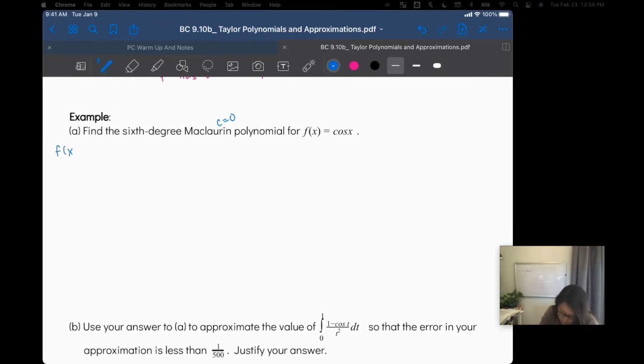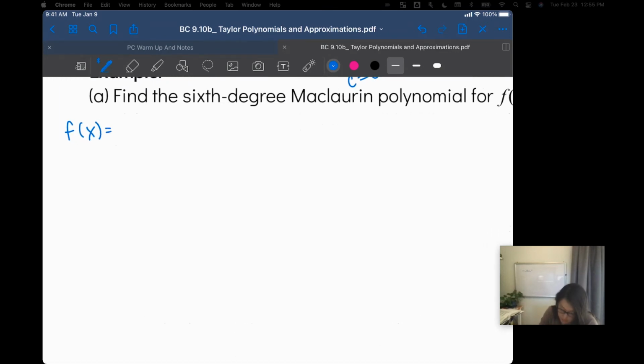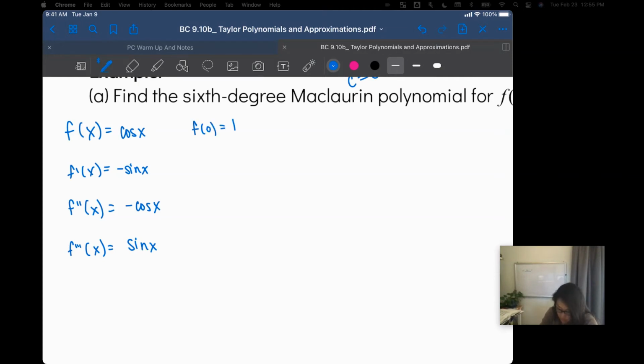So I start with f of x equal to the cosine of x. The first derivative of that would be negative sine x. The second derivative of cosine x is negative cosine x. The third derivative of cosine x is sine x. And then we repeat. So I have f of 0 equal to 1. F prime of 0 equal to 0. F double prime of 0 equal to negative 1. And f triple prime of 0 equal to 0.